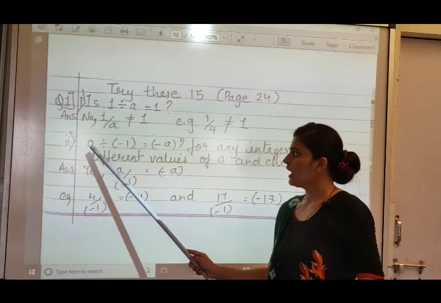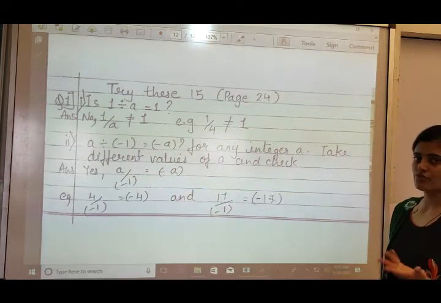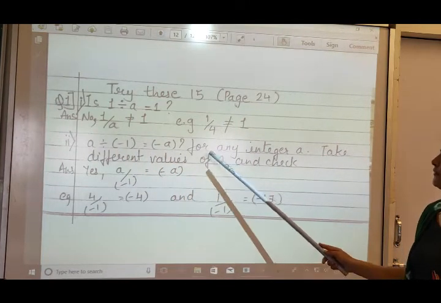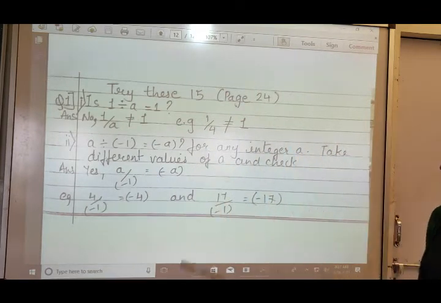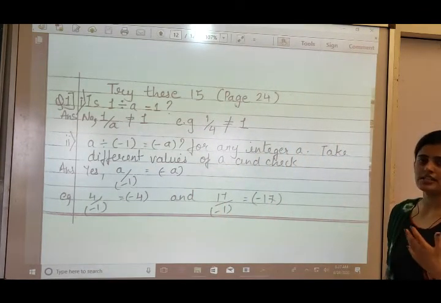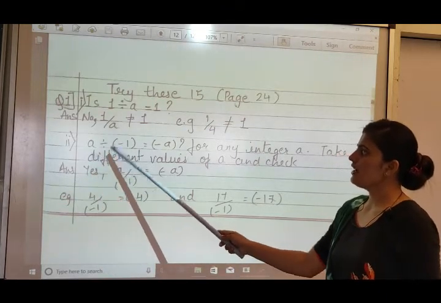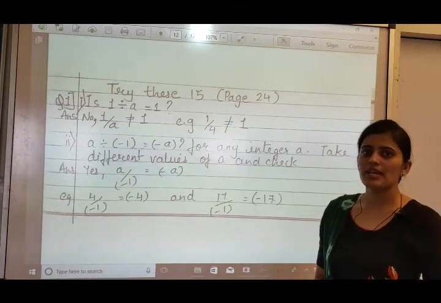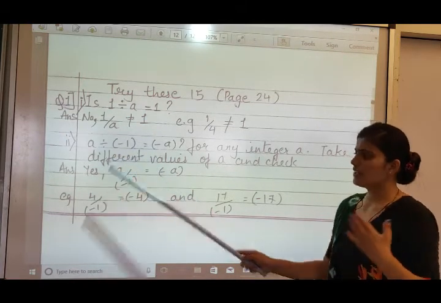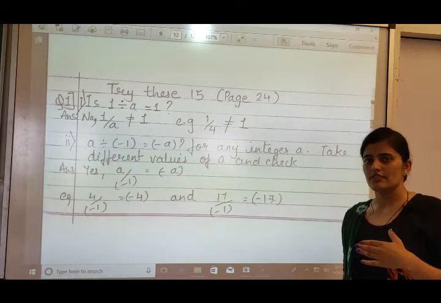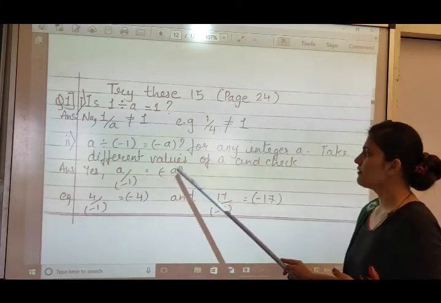Now second: a divided by minus 1 is equal to minus a. We have to say whether it is true or not. For any integer a, take different values of a and check whether we are getting the answer correct or not. The answer will be yes, because a divided by minus 1 gives a, and the 1 is negative, so the answer will also be in negative form. So a divided by minus 1 is equal to minus a.